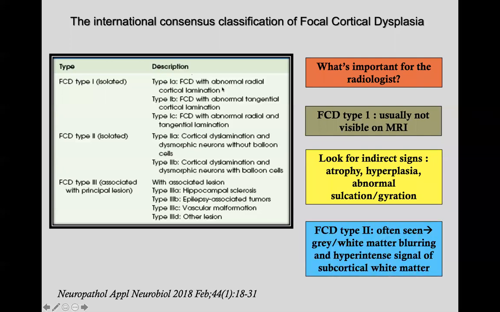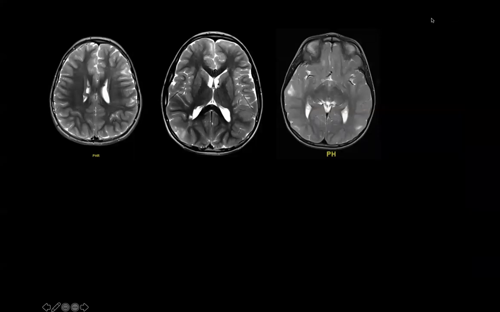But the focal cortical dysplasia type 2 is what gives us a lot of satisfaction because it can show blurring of the gray-white matter junction, as I showed you before, and also hyperintense signal in the subcortical white matter in a specific subtype, which is the type 2B. So you can almost make a histological diagnosis, although not all the type 2B show this hyperintense signal.